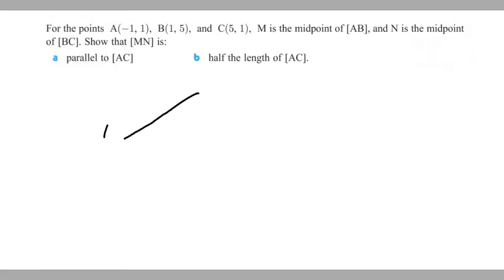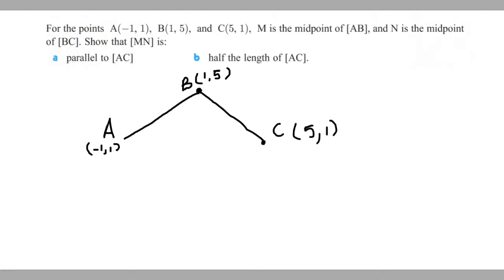Let's say I'm drawing AB, and it is a rough diagram, not to scale. So coordinates of A I'm going to write here: -1, 1. Coordinates of B: 1, 5. So I've got A and B. Now I'm going to draw C. Coordinates of C are 5, 1.